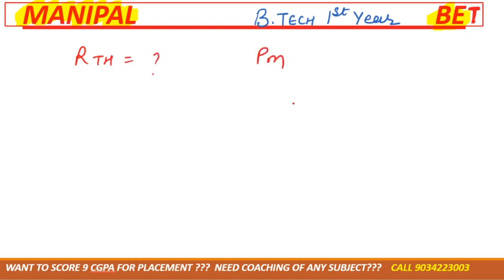We need to calculate maximum power. So you can simply substitute: maximum power is equal to V square TH by 4 RL, and RL is equal to RTH. Correct?